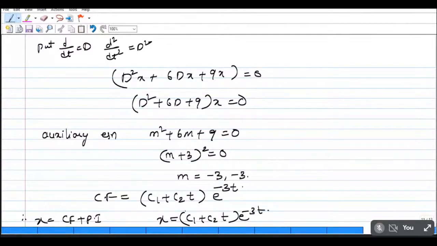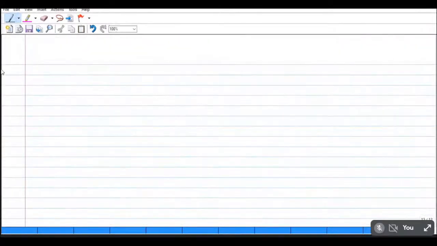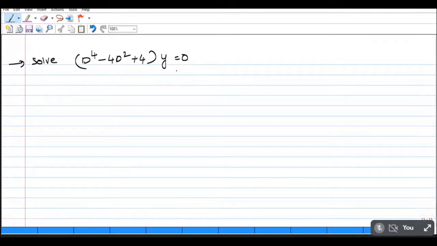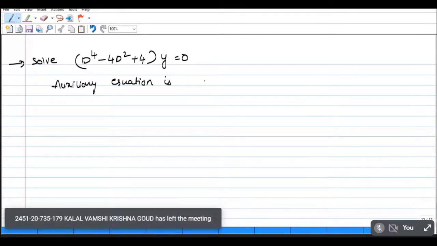Thank you, ma'am. Okay, write down the next problem. Solve (D power 4 minus 4D square plus 4) y equal to 0. The given equation is in symbolic form, so write the auxiliary equation. What is the auxiliary equation? m power 4 minus 4m square plus 4.